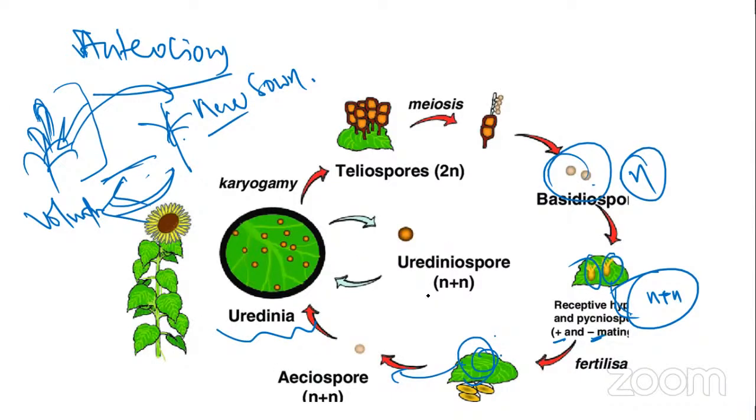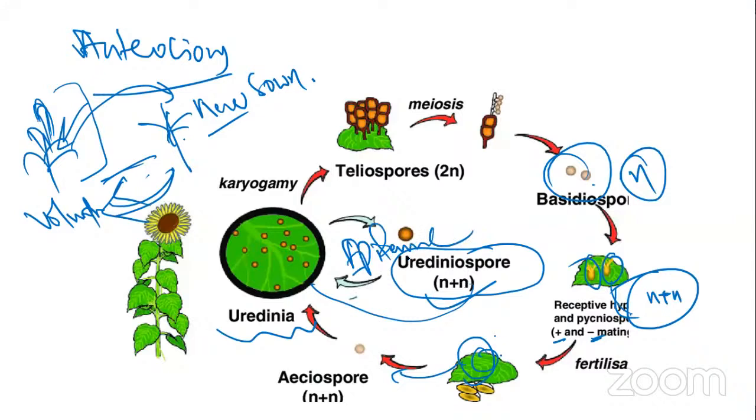It is also an n plus n condition, but you know this n plus n is of a repetitive nature. That means it does not require the other stages to complete. Just the n plus n condition goes and again it can produce another n plus n, right? That's why it is called repetitive spores. Because of this only, there will be a lot of epidemic instances, right?